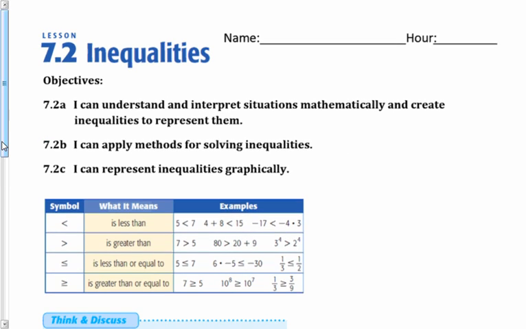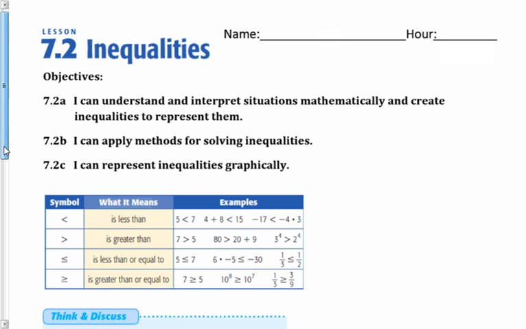Hey students, this is lesson 721. In these lessons, we're going to learn how to understand and interpret situations mathematically and create inequalities to represent them. And we're going to learn how to apply methods for solving inequalities, and also how to represent them graphically.